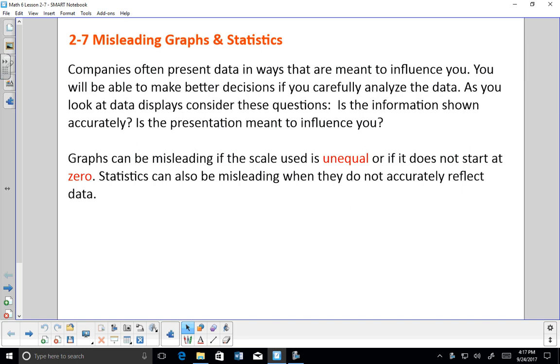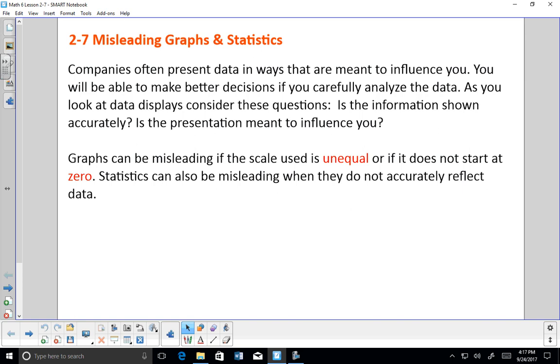Is the information shown accurately? And is the presentation meant to influence you? Graphs can be misleading in two specific ways: if the scale used is unequal, or if it does not start at 0. Statistics can be misleading when they do not accurately reflect the data that they are supposed to.